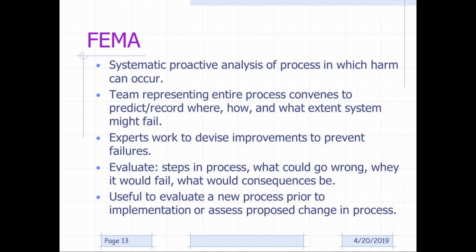In FMEA, it's a systematic, proactive analysis of a process in which harm can occur. Teams representing an entire process convene to predict and record where, how, and to what extent a system might fail. Experts work to devise improvements to prevent failures. They evaluate steps in the process, what could go wrong, when it would fail, and what the consequences would be. It's useful to evaluate a new process prior to implementation or assess proposed changes in a process.